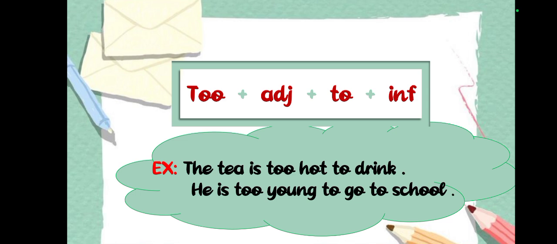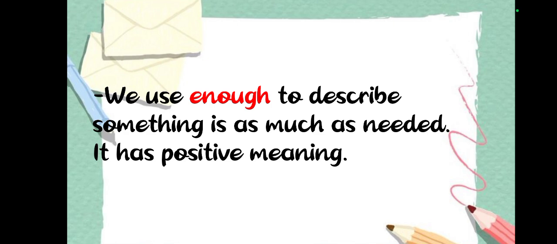Why too young? To go to school. Yeah, he is too young to go to school. So we use too plus adjective plus infinitive to give a result. The tea is too hot to drink. He is too young to go to school. For example, he is too old to travel alone. I give a result. Okay, so let's go for enough.